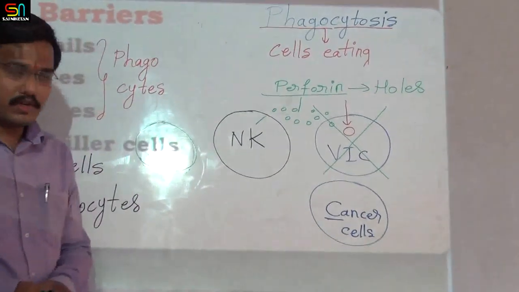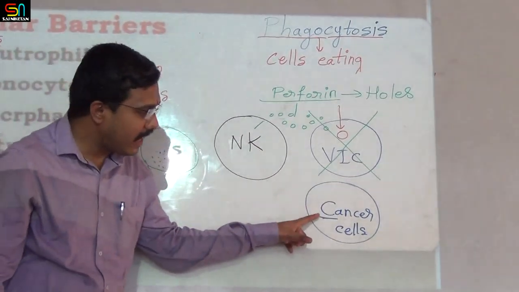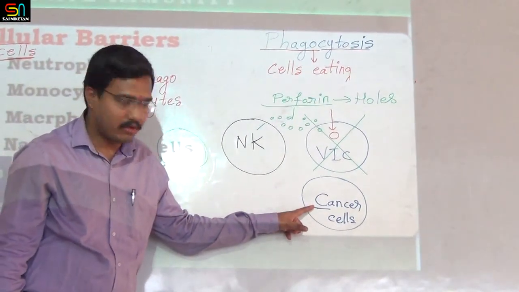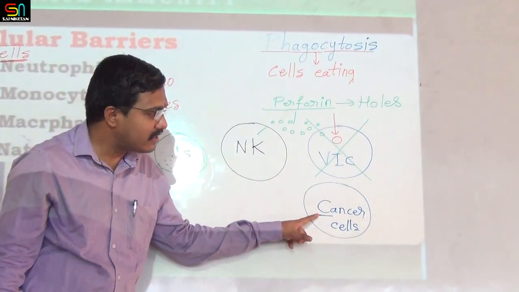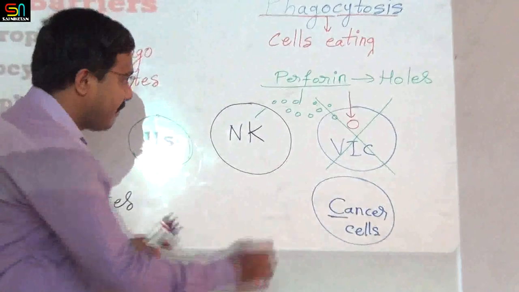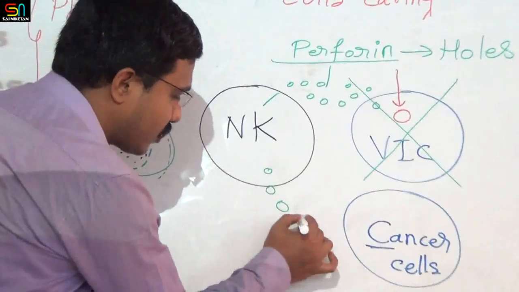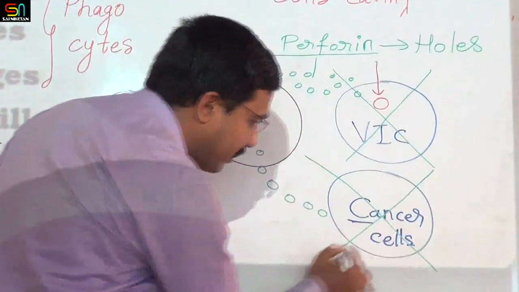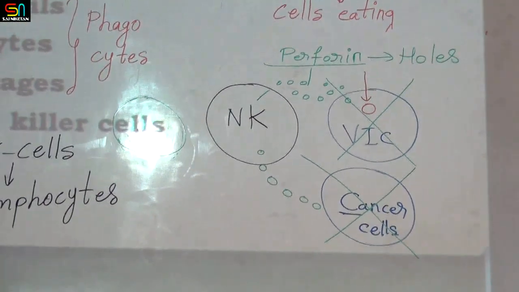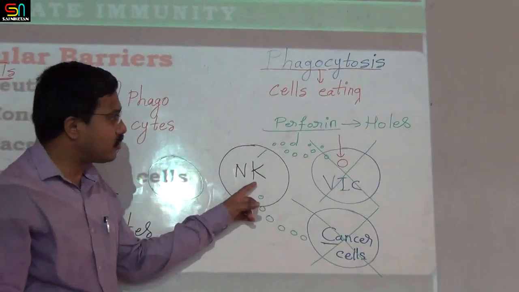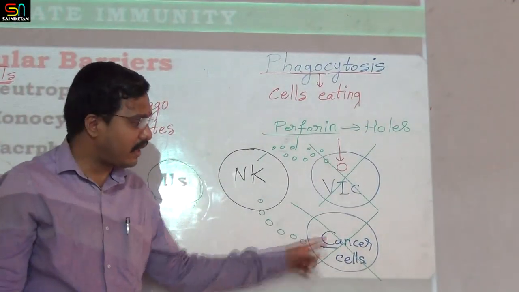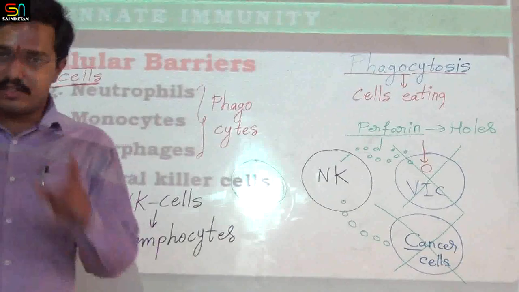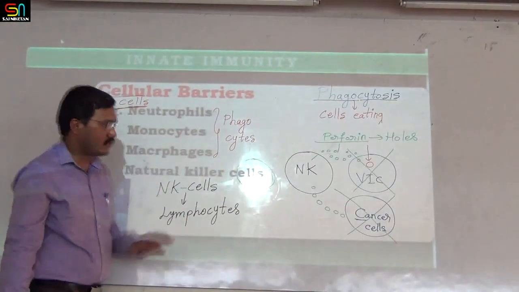These NK cells, if they find any cancer cells in your body, I will explain how cancer cell production takes place in the topic of cancer. But if these NK cells find cancer cells in the body, the same mechanism happens: immediately that NK cell produces the perforins, makes holes in the cancer cells, and destroys them. So NK cells destroy virus infected cells and cancer cells, and this way the NK cell is protecting our body. These are the examples for cellular barriers.